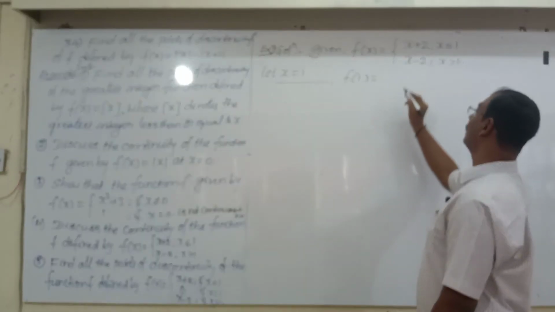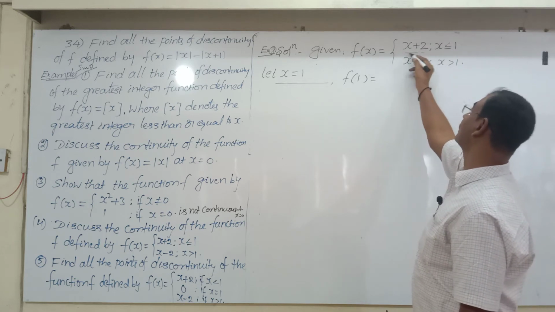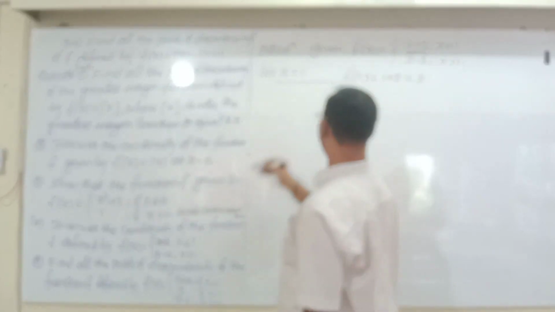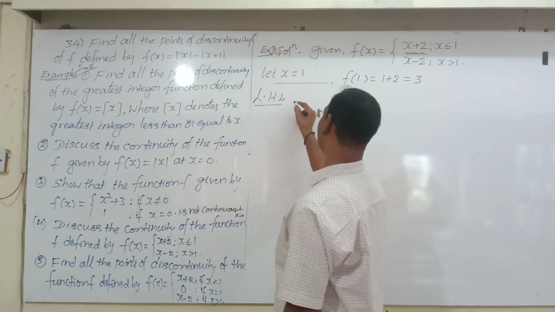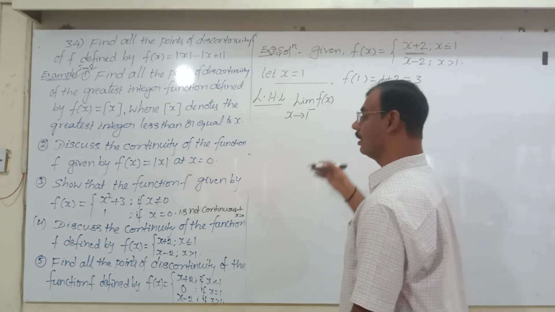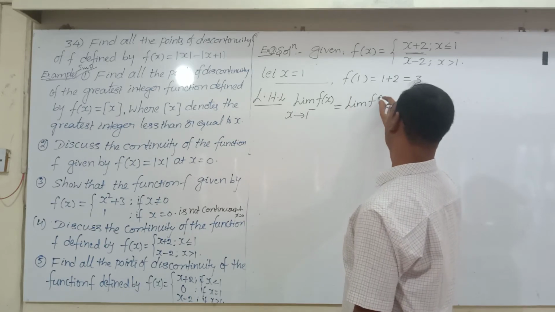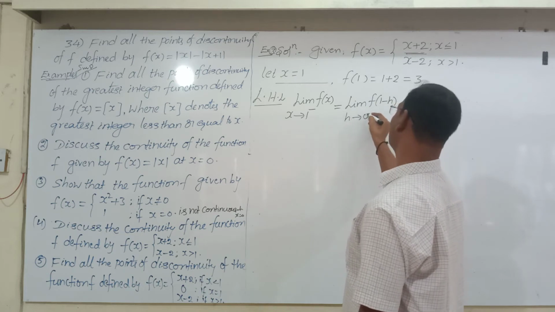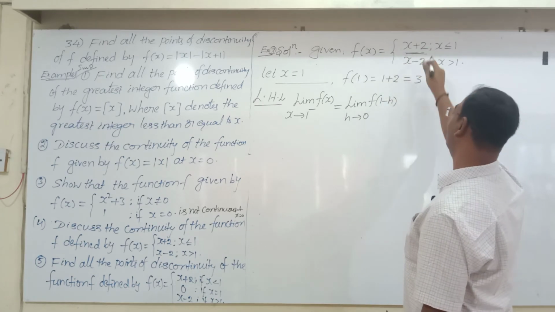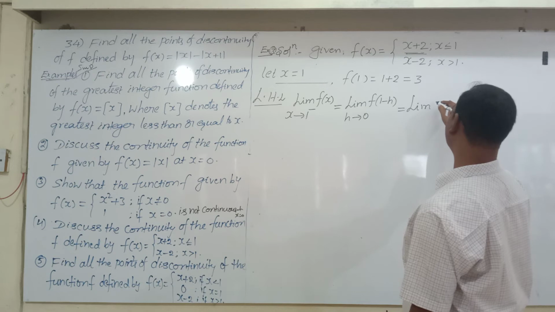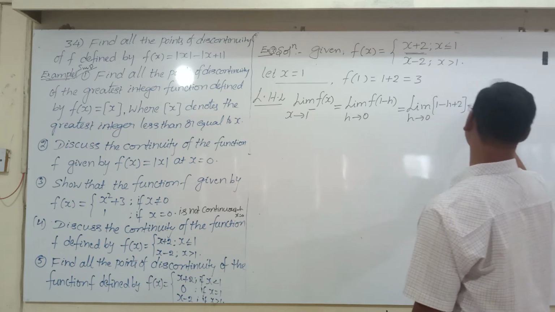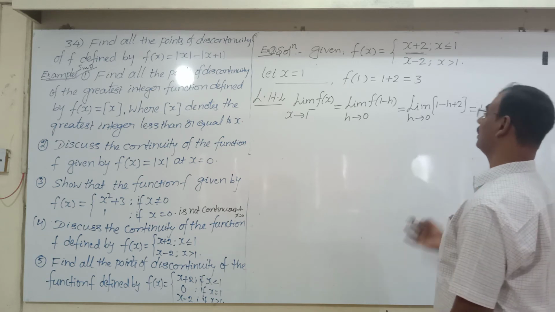Find f of 1. When x is equal to 1, f of x is equal to x plus 2, that is 1 plus 2 is equal to 3. Next, left hand limit, since breaking conditions are given. Limit of f of x as x approaches 1 negative equals limit of f of 1 minus h as h tends to 0. 1 minus h means less than 1. When x is less than 1, f of x is equal to x plus 2. So limit of 1 minus h plus 2 as h tends to 0. Apply the limit: 1 minus 0 plus 2 is equal to 3.